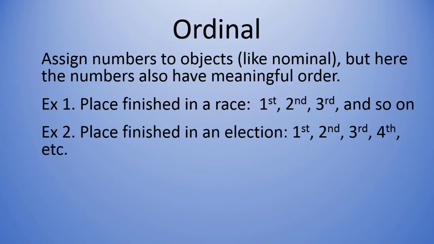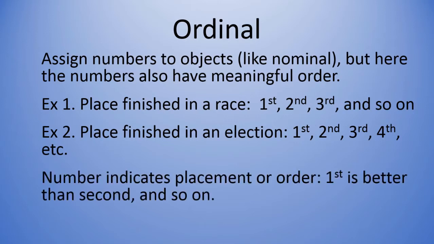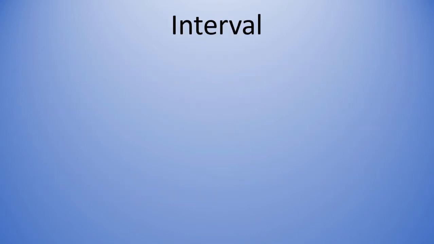And the same thing with the place finished in an election, first, second, third, fourth. We know exactly how they did in relation to the others. The person who finished in third place did better than someone who finished in fifth, let's say, if there are that many people. First did better than third, and so on. So the number for ordinal, once again, indicates placement or order. So we can rank people with ordinal data. Okay, next we have interval.